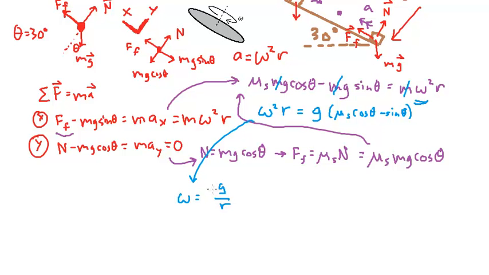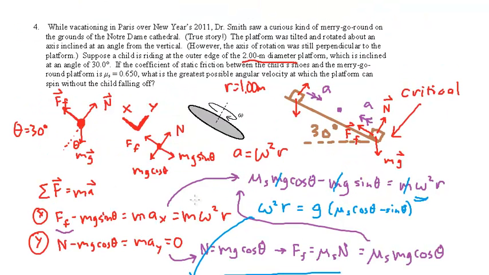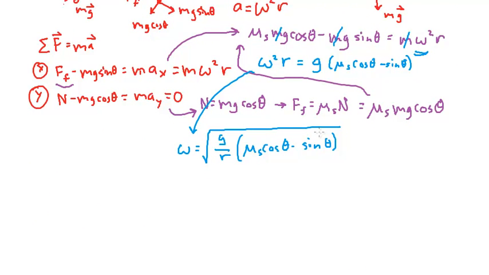Okay, cancel the m's. And then we want to solve for, what are we solving for? The greatest possible angular velocity. So we want to solve for omega, right? So let's take this and we can take omega to the left-hand side. So we go omega squared r equals, and then we can pull the g out, and then go mu s cos theta minus sine theta.